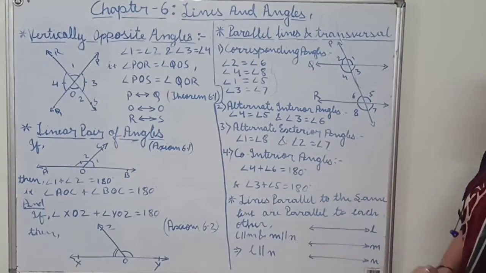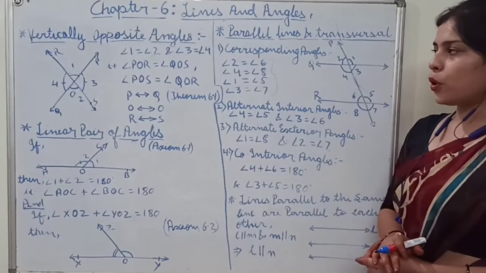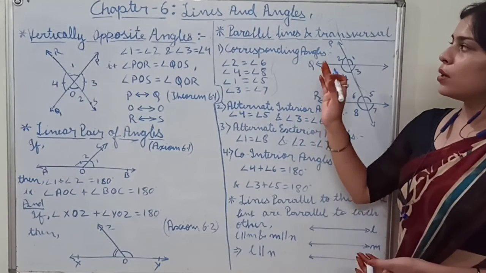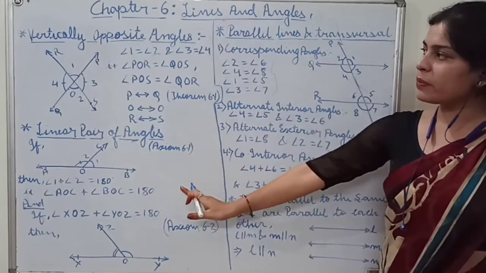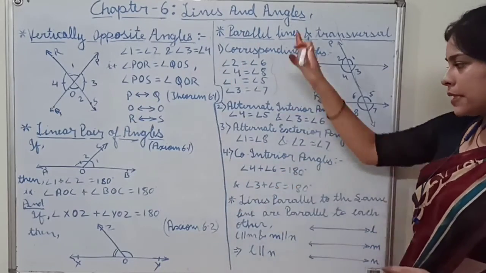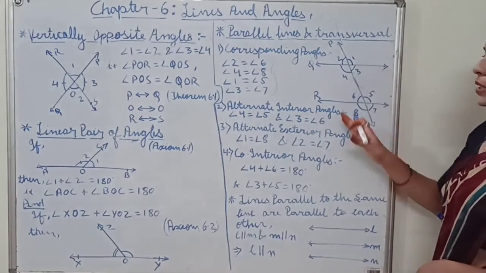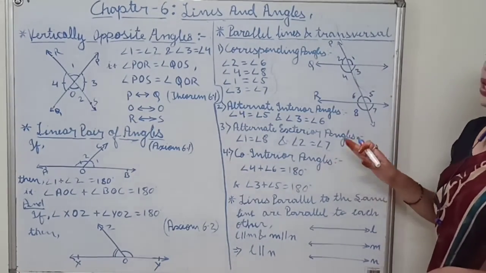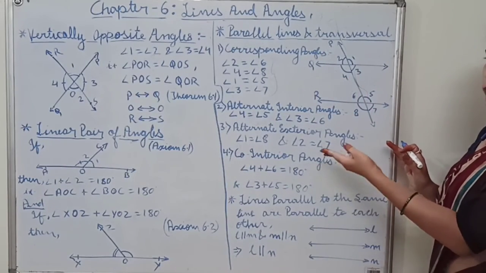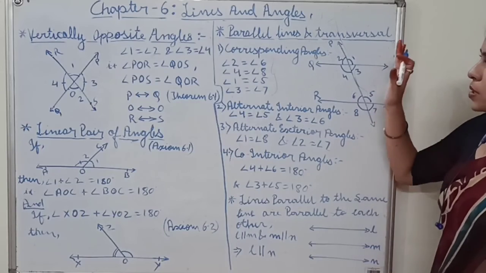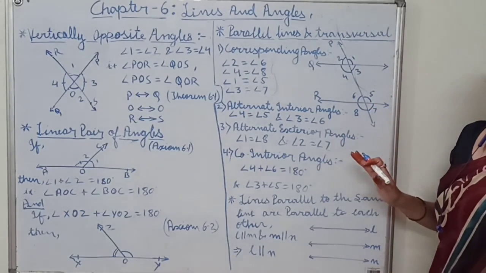These were the important related terms of chapter number 6. This is given before exercise 6.1, and these things are given before exercise 6.2. I have written them very briefly, because only these things are used for solving the questions. So you must know and you must understand them before starting the exercise questions.